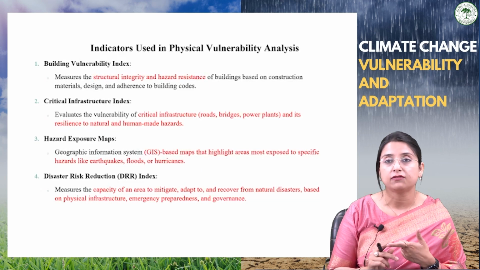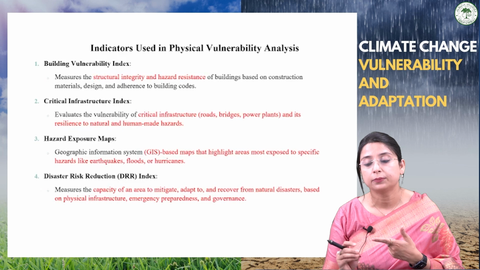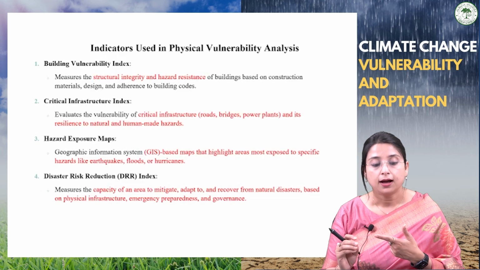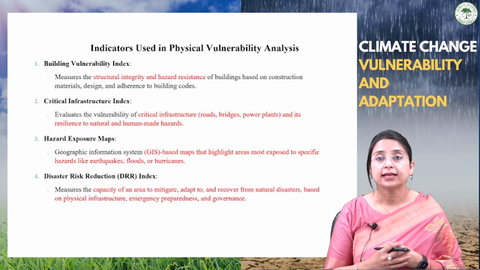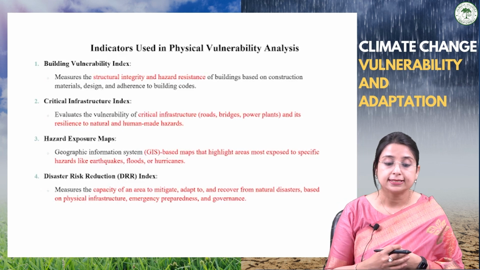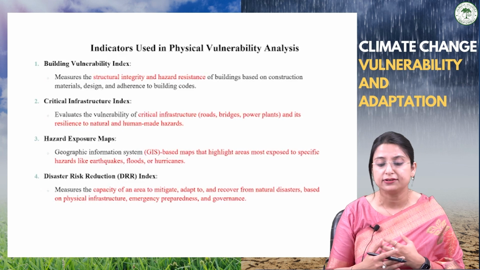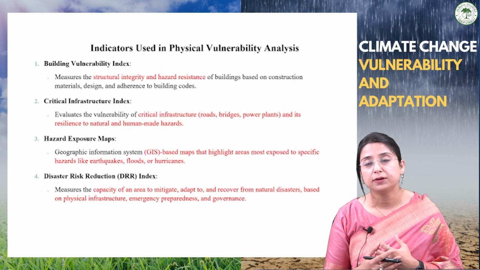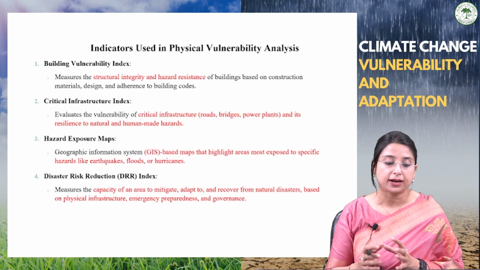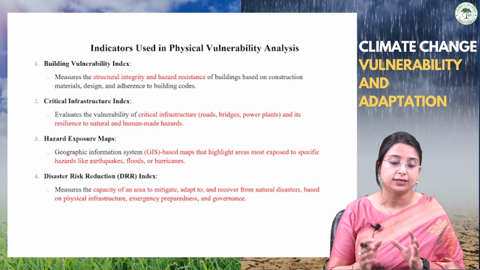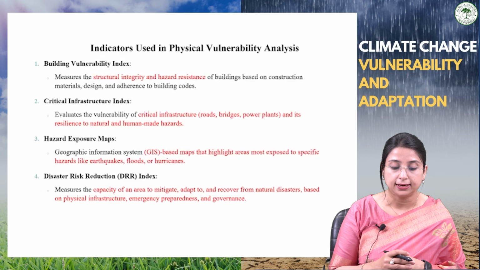Next comes the critical infrastructure index. What is the critical infrastructure index? Critical infrastructure like roads, bridges, railways, power plants, and how resilient they are to natural and human-made disasters, that is very important to assess. Then hazard exposure maps. Now with the help of newer technologies, we can say remote sensing and GIS based maps can be produced in order to highlight the risk zones and the priority areas for strategies and policy implementation, etc.